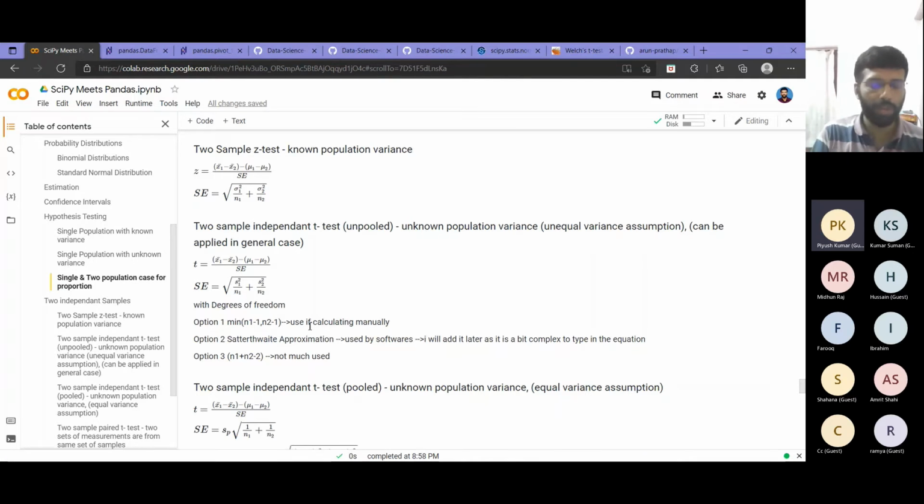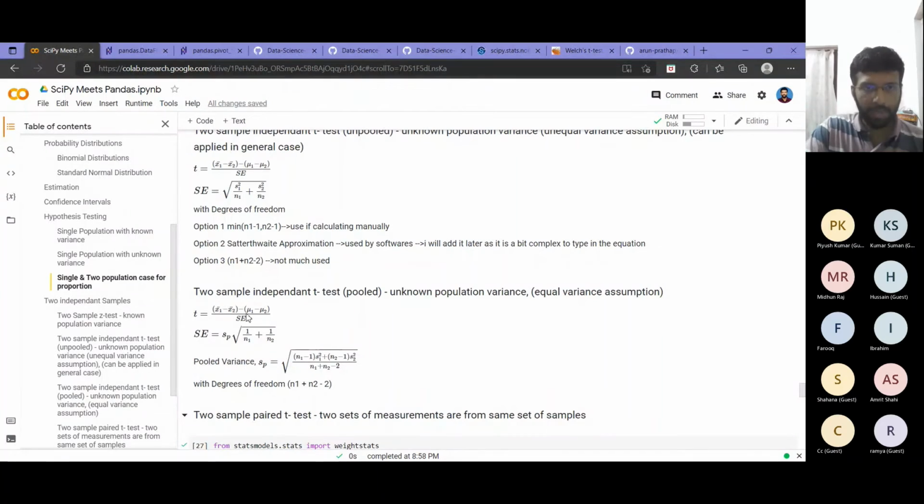Suppose the cases you are considering are more in the middle of the data, all these three options will give you the same result. Option 3 is the maximum bound, n1 plus n2 minus 2, but that is not used much, and we don't prefer to use that.